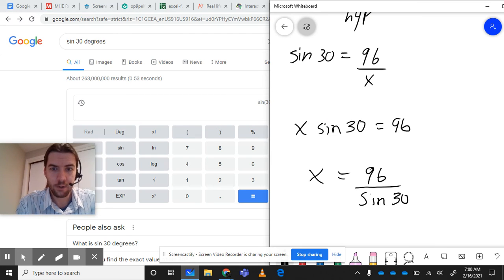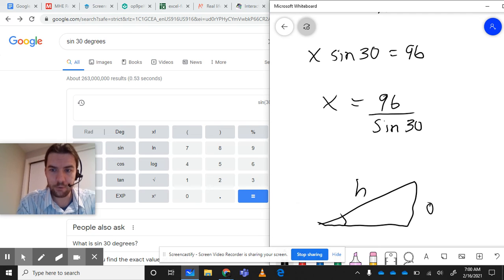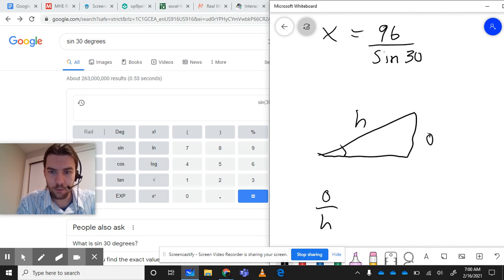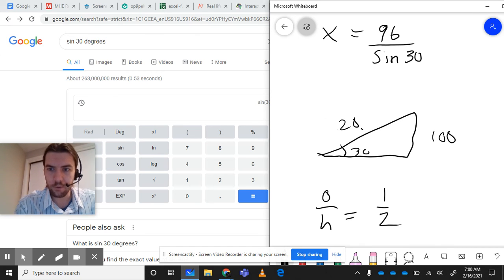So back to our picture, that means that when we have a 30-degree angle, opposite over hypotenuse equals 1/2. So there's a 1 to 2 ratio. Whatever this is, the hypotenuse is 2 times as big in a 30-degree angle. So if this was 10, this would have been 20. And if this is 100, this is going to be 200. Well, in our case, this side is 96, and this side is going to have to be twice as big as that.